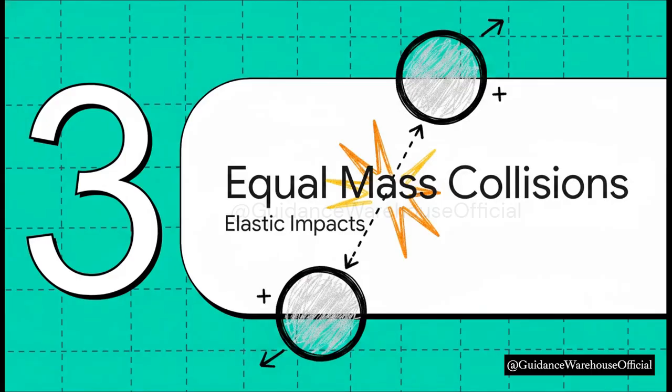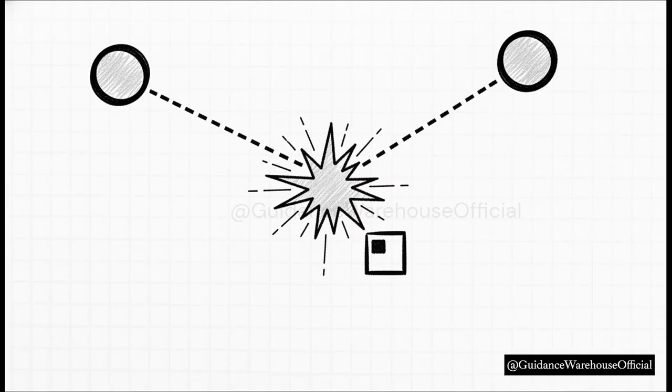Section 3. Equal mass elastic collisions. This is where we look at a highly common scenario. What happens when both colliding objects weigh exactly the same? We're back to our billiard scenario. If mass 1 and mass 2 are equal, and we assume an elastic collision, meaning no kinetic energy is lost to things like heat or sound, something really magical happens.